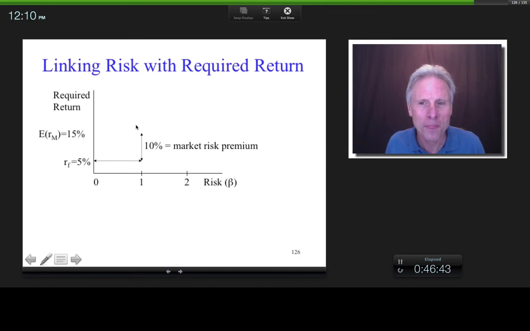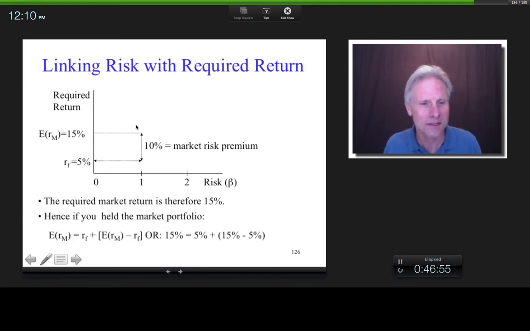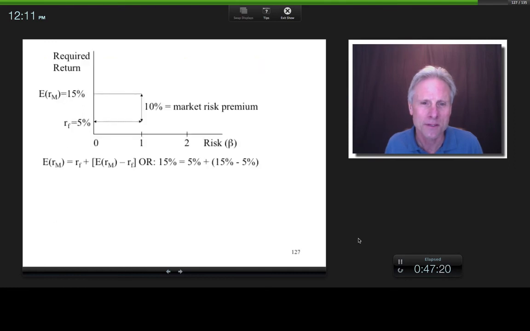So now we have 2 points that map risk with required return. We could say the required rate of return of the market is that 15%. Or another way of putting it is, all right, where do we get this 15 from? Well, we began with 5 for taking on no risk. And then basically we added this market risk premium, which is the difference between the 15 and the 5, which is what we have here. Or in symbols, the risk-free rate plus the difference between the expected market return and the risk-free rate. So that's what we're looking at so far.